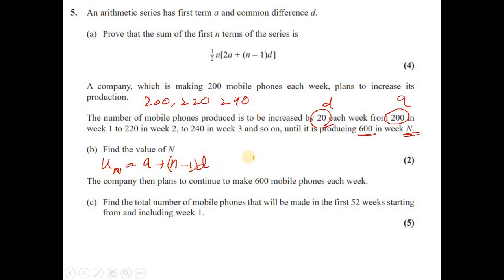So 600 equals the first term, 200, plus n minus 1 into d, and in place of d it is 20. Now the only unknown in this equation is n, and if you use your algebra and simplify this equation, you can figure out the value of n. So n would be equal to 21. That means in 21 weeks the company will be making 600 phones.